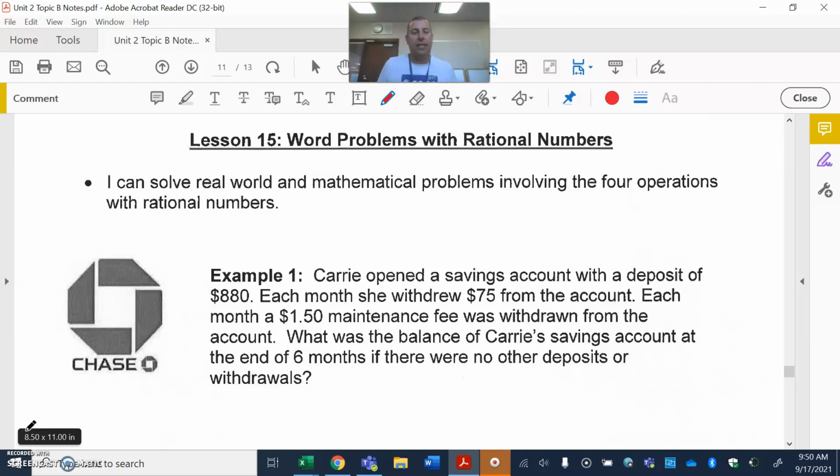So, we got Carrie here. She's opening up a savings account with a deposit of $880. Each month she withdrew $75 from the account. Each month a $1.50 maintenance fee is withdrawn from the account. What was the balance of Carrie's savings account at the end of 6 months if there were no other deposits or withdrawals? Okay, so yes, we can take the 880, subtract away 75, and subtract away $1.50.